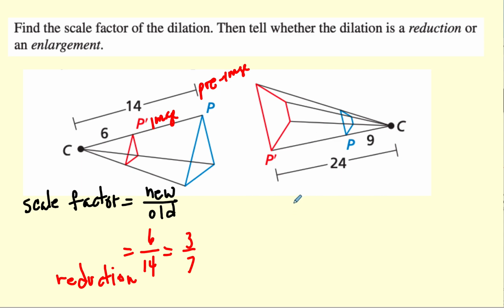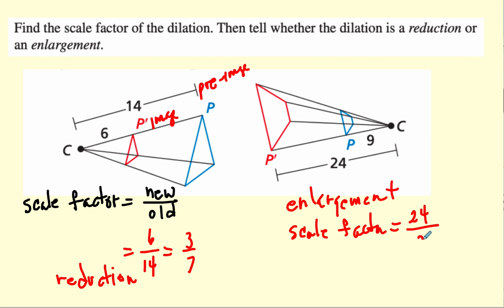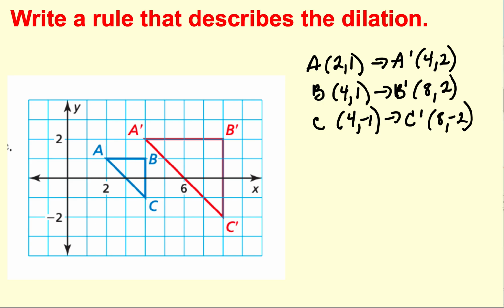I can visually see this is an enlargement, so I'm going to expect that my scale factor is bigger than 1. So the scale factor is new over old, and the new distance is 24. The old distance is 9. And 3 goes into here 8 times, 3 goes into here 3 times. This number is bigger than 1, and so that validates the idea that I saw an enlargement when it's bigger than 1.